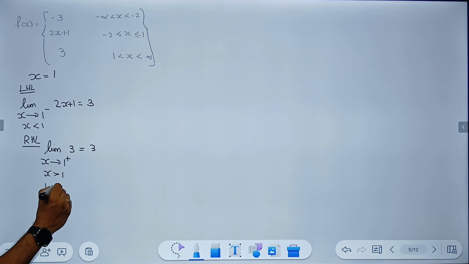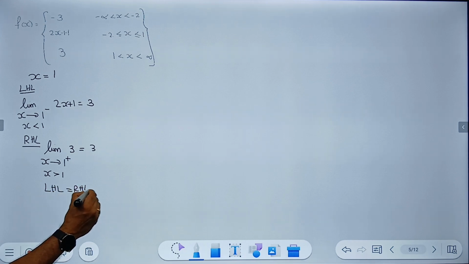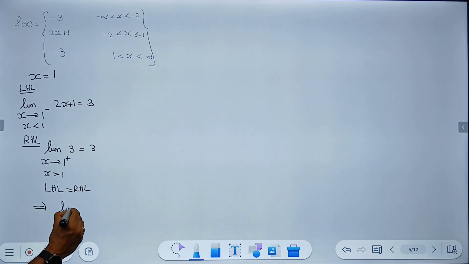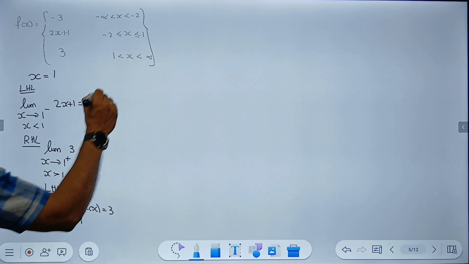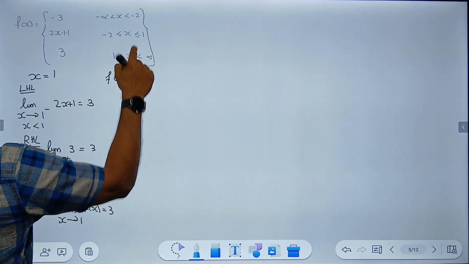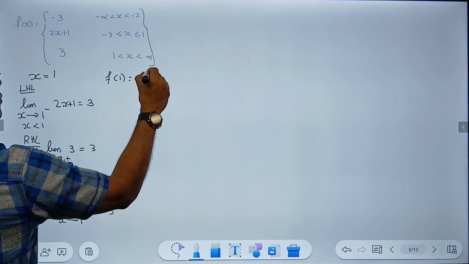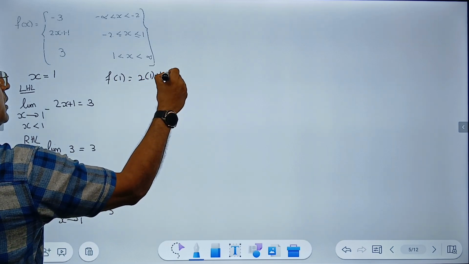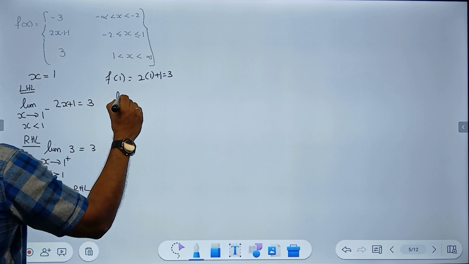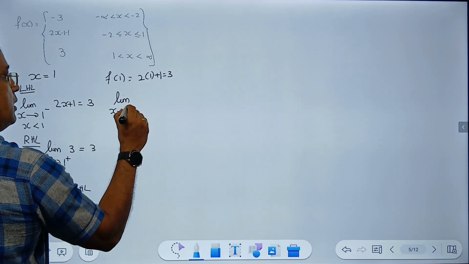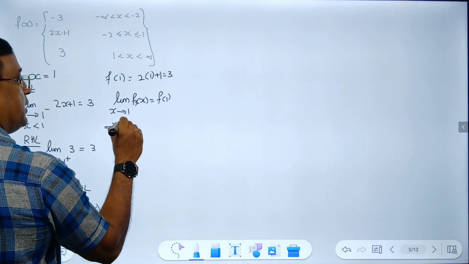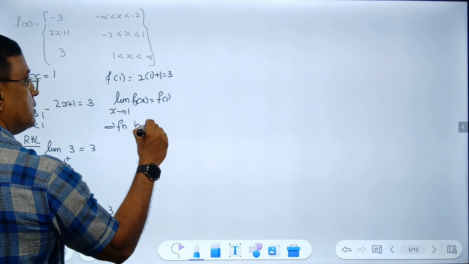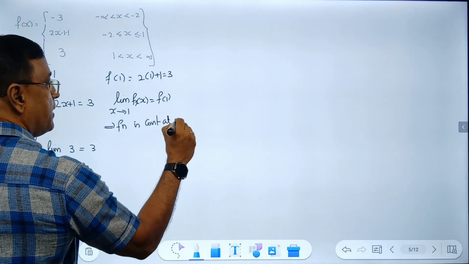So clearly, LHL is equal to RHL. This implies, can I say the function is continuous? Definitely no. I can say the limit exists. What is my limit? Limit is 3. Now what is my f of 1? F of 1 will be 2 into 1 plus 1, which is 3. So you can see clearly, limit x approaches 1 of f of x equals f of 1. So what do you say? The second doubt is also clear. The function is continuous at x is equal to 1.